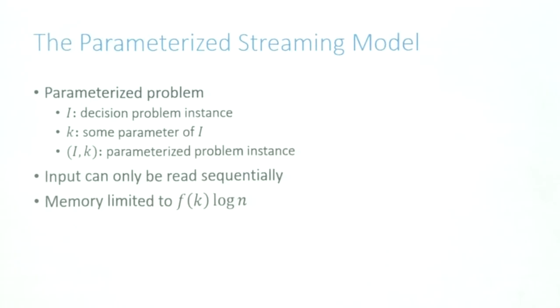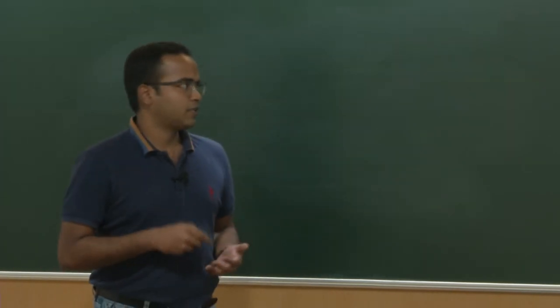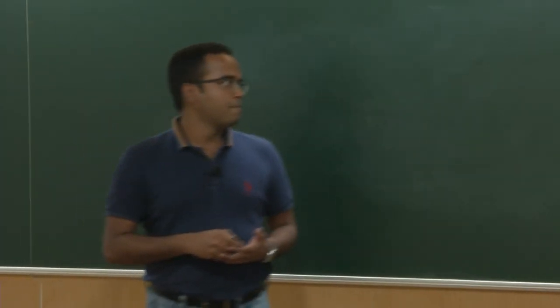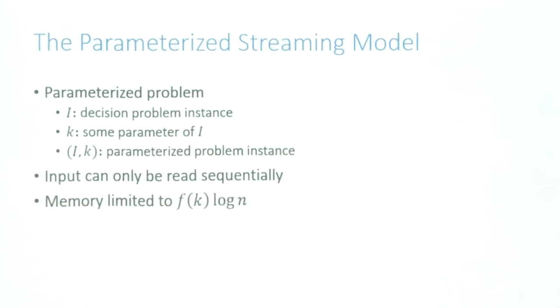But now we look at this problem in the parameterized streaming model, where we consider a parameterized version of the problem. A parameterized problem is just any decision problem that you have some parameter for. For vertex cover, this parameter would be the solution size. For problems like dominating set or independent set, there would also be solution size. There can be other parameters like treewidth if it's a graph problem. So you can have many different kinds of parameters for your problems. A parameterized problem is just a decision problem combined with some parameter.